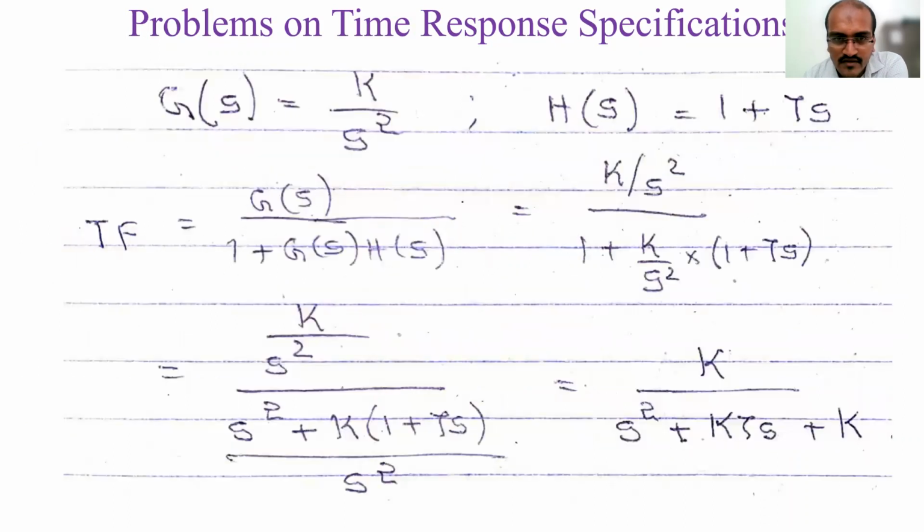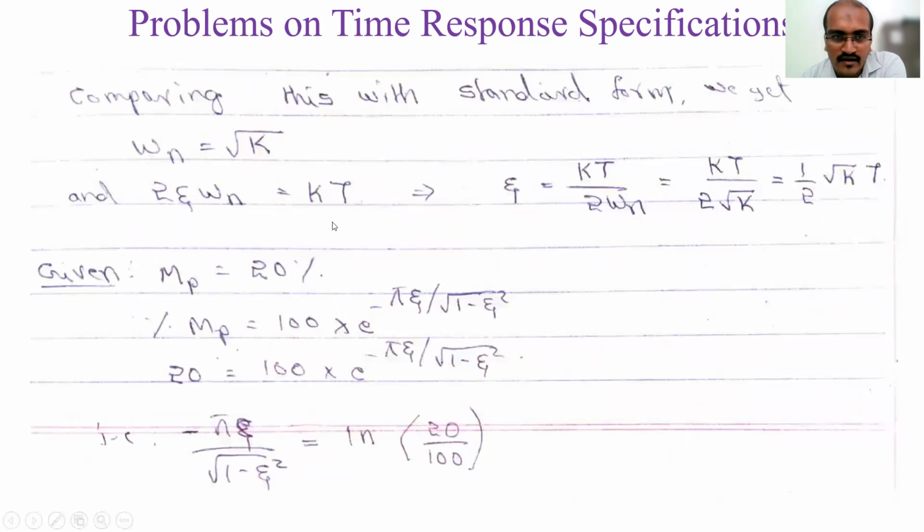Here G(s) is k by s square, and H(s) is 1 plus tau s. You determine the transfer function using this method, so you'll get k divided by k tau s plus k. Now you compare: omega n square will be k and 2 zeta omega n will be 2k tau. So you will get omega n as square root of k, and zeta value is 1 by 2 square root of k into tau. Like this you will get it in terms of constants, you will not get the value.